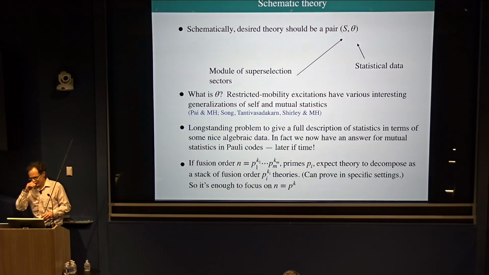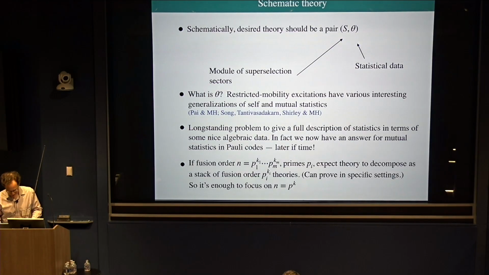and I probably won't have time to get to it, but I'll flash it at least at the end of the talk. Yeah? You need the mutual statistic. In anyons, you don't need it. You just need the quadratic.